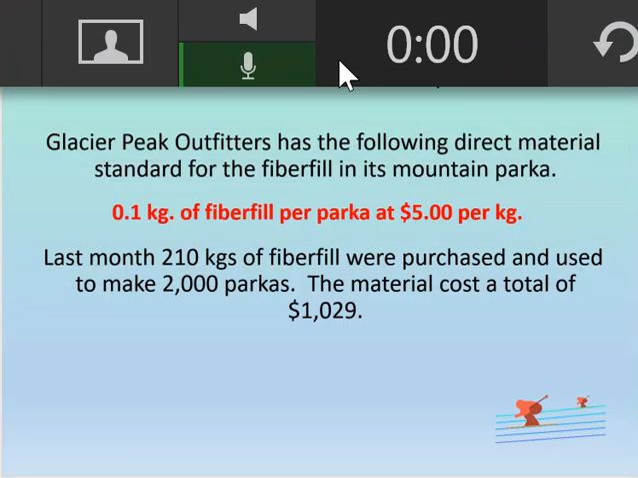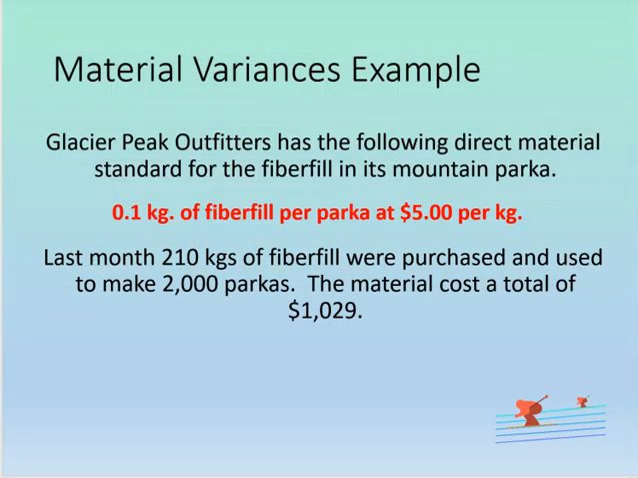Okay, so here we have an example where we can compute material, price, and quantity variances. It says Glacier Peak Outfitters has the following direct material standards for the fiber fill in its mountain parka. So if they use 0.1 kilograms of fiber fill per parka at $5 per kilogram, last month 210 kilograms of fiber fill were purchased and used to make 2,000 parkas. The material cost a total of $1,029.